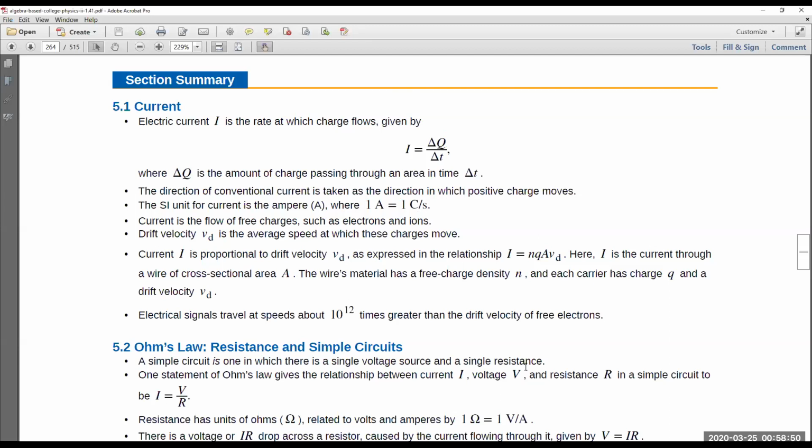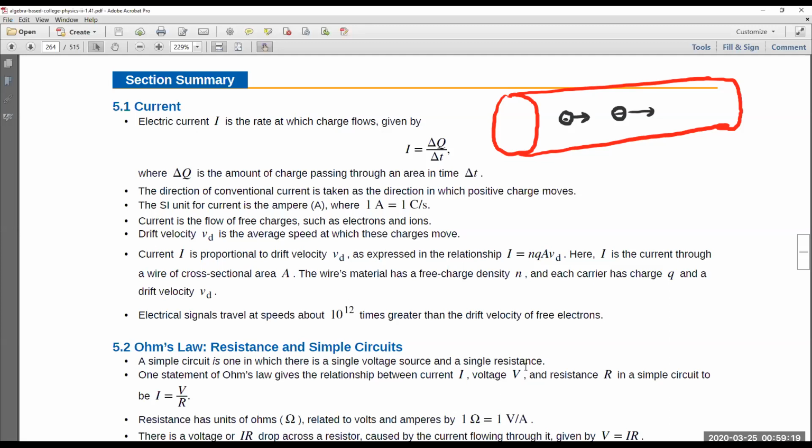The drift velocity is the average speed at which the charges move. So if we draw an exaggerated cross-sectional area of a conducting wire, inside this wire, you have charges drifting along based on the potential difference across the conductor.